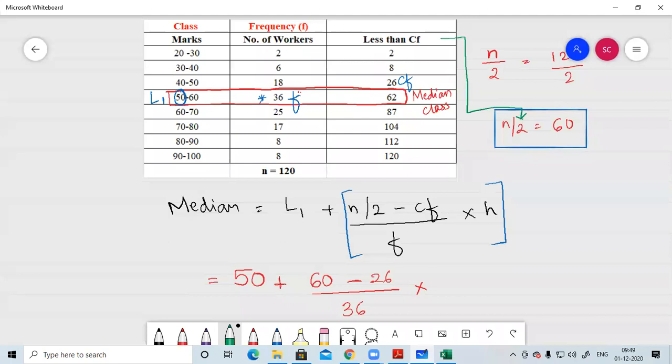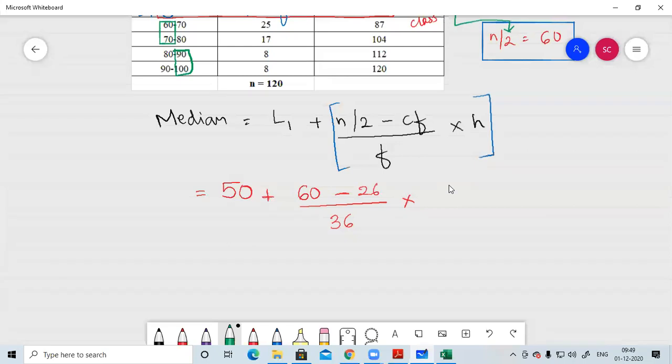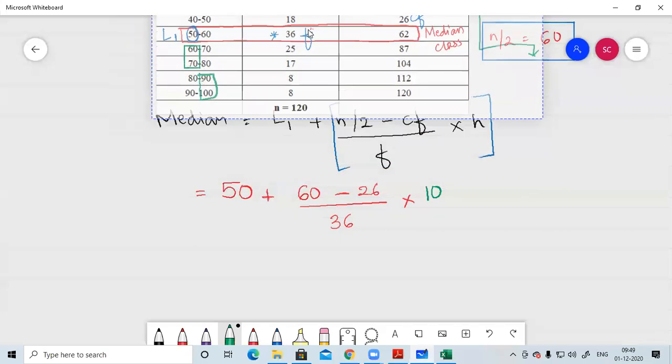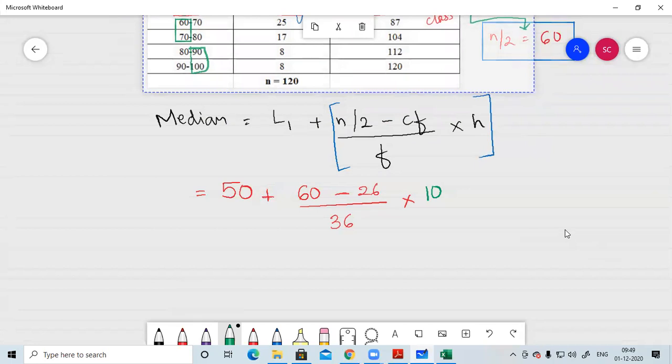So how did I teach you to take H? Take any two numbers vertically. Any two numbers you take vertically. So this will give you the height of a class, or class interval, or H. Any two you can take. How much is it coming to? H comes to 10. So what is the difference between 60 and 70? 10. 90 and 100, 10. 30 and 40, the difference is 10. Is this understood?